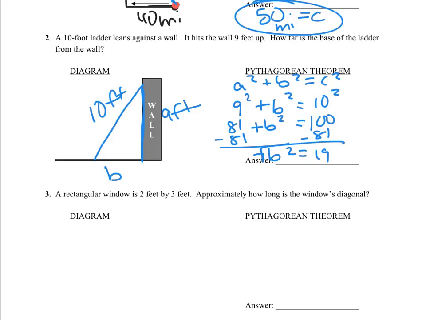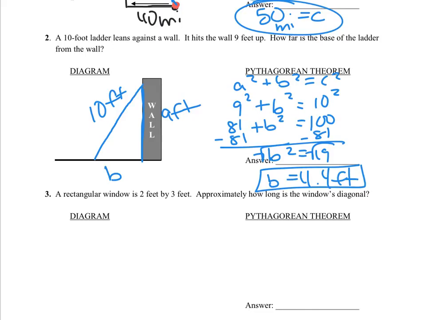Take the square root of both sides, because that undoes my squaring, and I get a value of b equals something like 4.1 or something like that. But let's check it out. It's actually 4.4 after you round it. Okay, so it would be 4.4 feet. All right, on to number three.